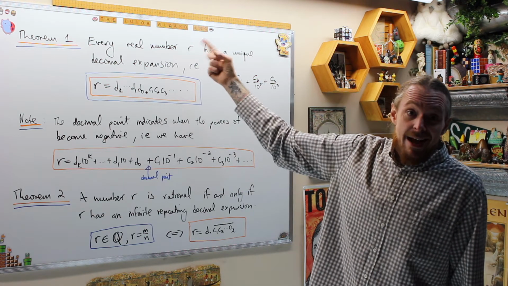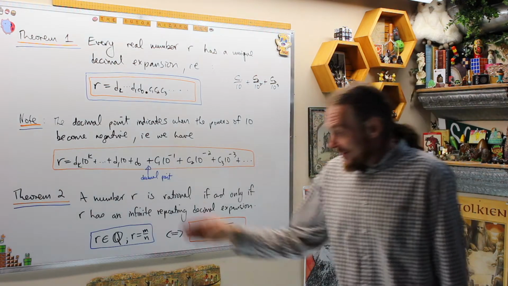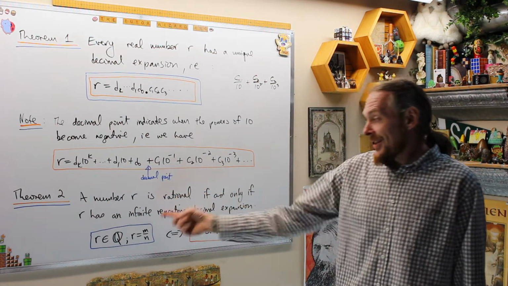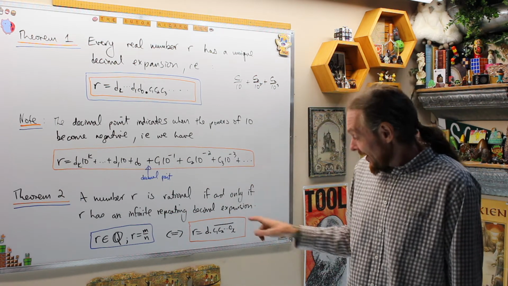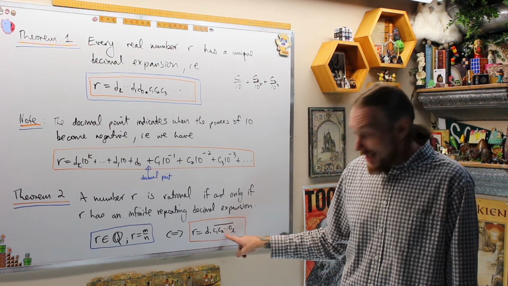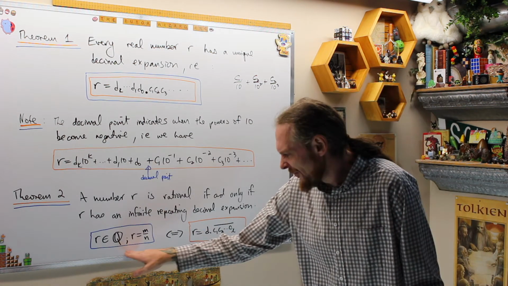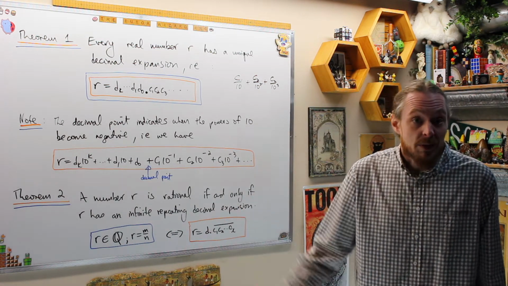Well, because I now know every real number can be written in a decimal expansion, I use this theorem 2 to say that if you're rational, then you have an infinite repeating decimal expansion, and if you have an infinite repeating decimal expansion, you have to be a rational number, or the ratio of two integers. And these are the two forms, the fractional avatar and the decimal avatar of a number which is rational.